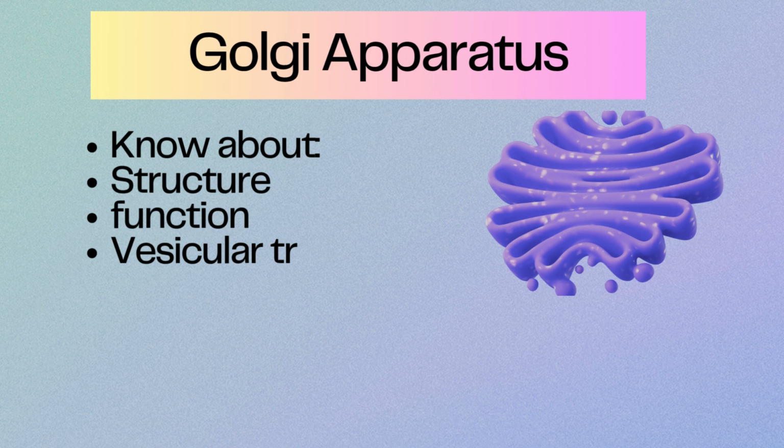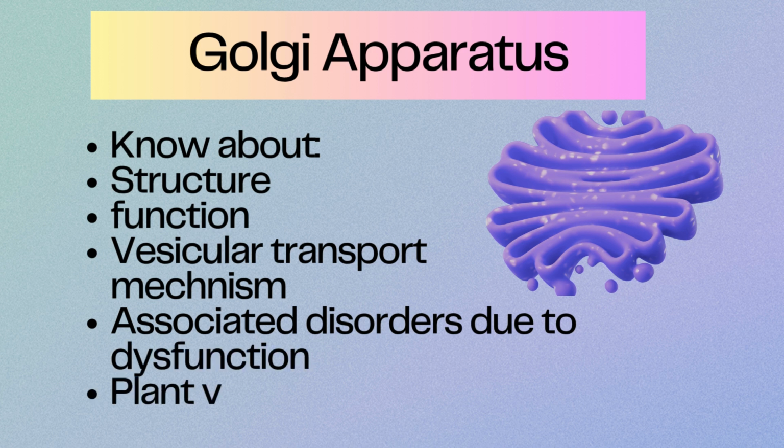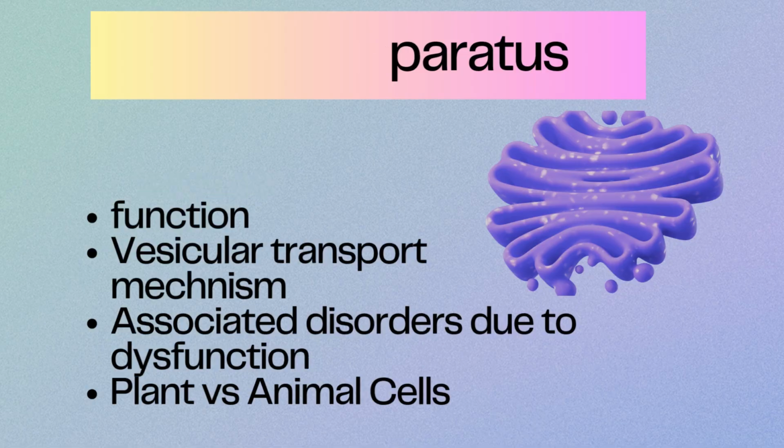In this session, we will cover everything you need to know about this essential organelle, from its structure and functions to transport mechanisms, associated diseases, and differences between plant and animal cells. By the end of this lesson, you will have a complete understanding of how the Golgi apparatus, or Golgi complex, operates within eukaryotic cells. So let's begin.